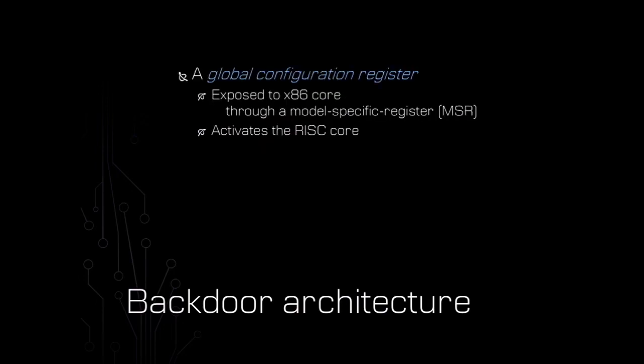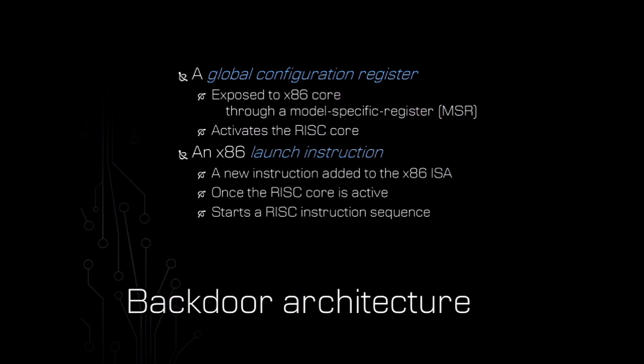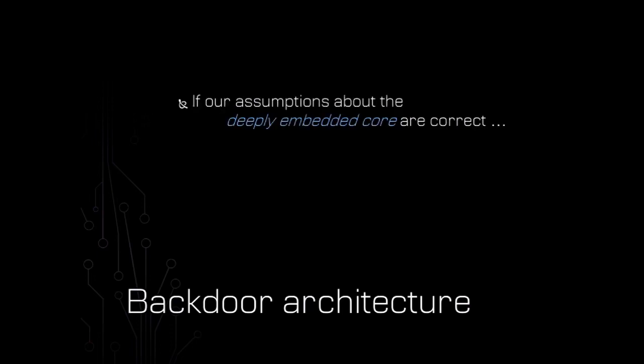They also talked about something called a global configuration register. It was a register that would be exposed to the x86 core through a model-specific register, and the patent suggested that this global configuration register could activate the RISC core. They also talked about what was called a launch instruction. It would be a new instruction added to the x86 instruction set architecture, where once the RISC core was activated, you could use the launch instruction to start a sequence of RISC instructions.